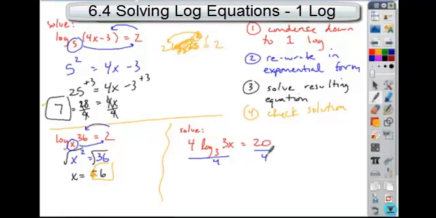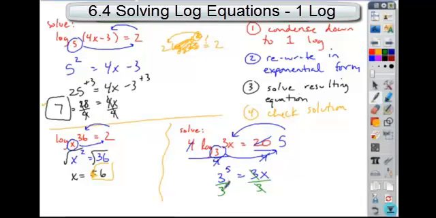Just divide by 4, right? So these factors of 4 cancel. 4 goes into 20 how many times? 5. And now you can rewrite the exponential form. We take our base of 3 to the power of 5, set it equal to the value inside your log, 3x. And now, if you don't know what 3 to the 5th is, that's fine, because what we can do here when we solve for x is just divide both sides by 3.